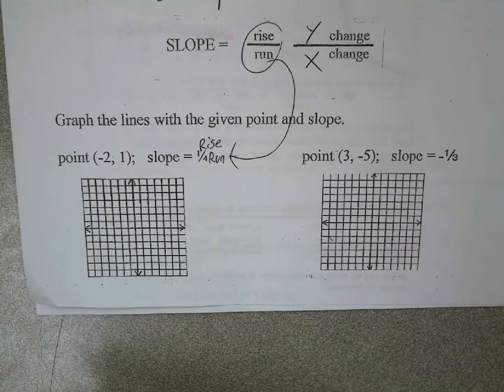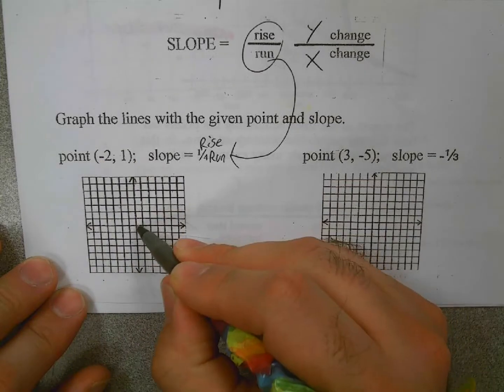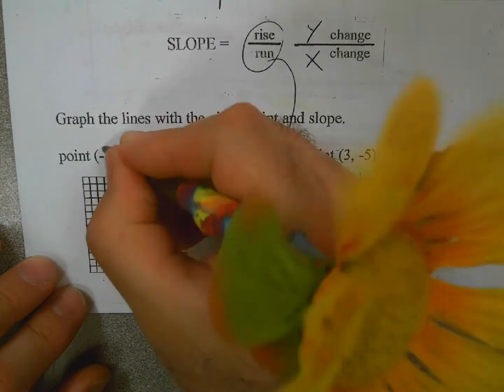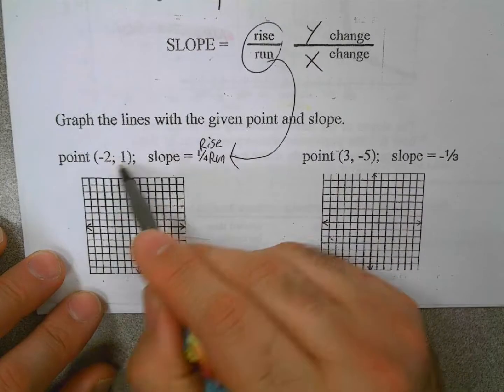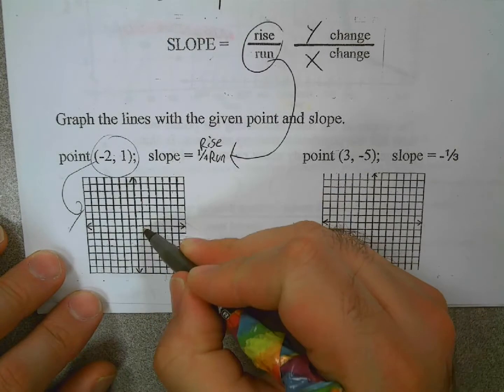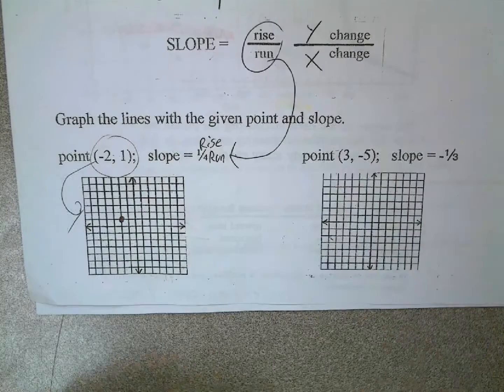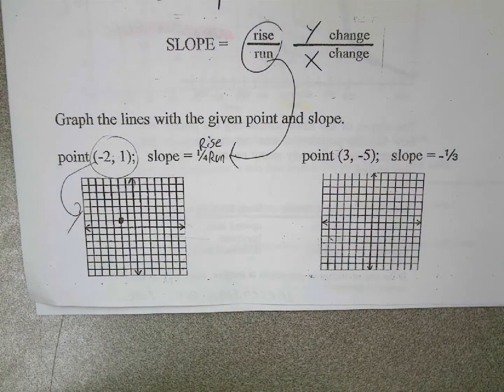to help us plot. So first plot the point, -2. So here's my, on the y, -2. Plot the point like you normally would. So -2, 1, 2, up 1. And then we're going to do a rise over run.